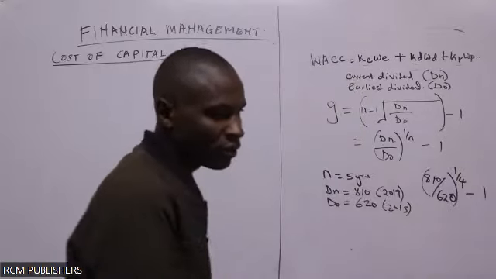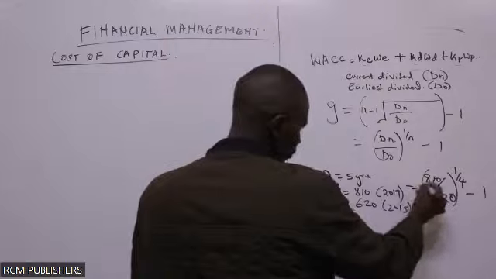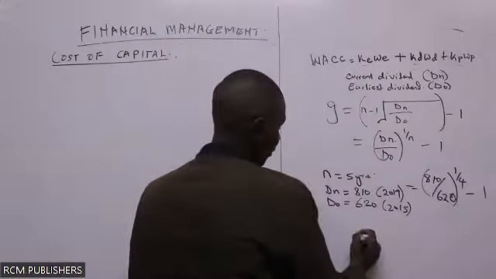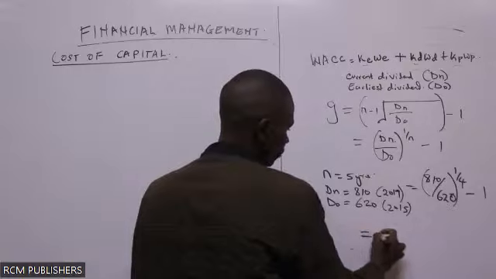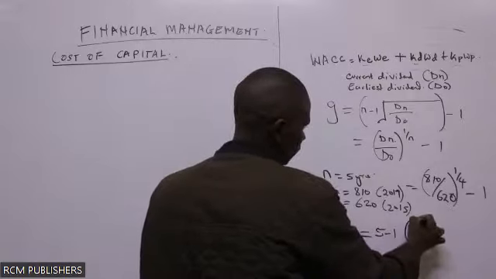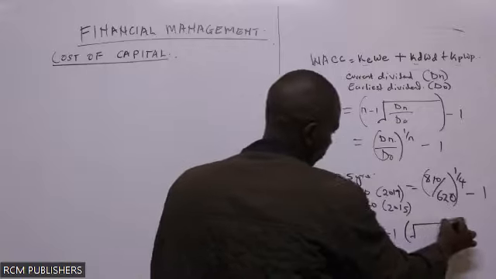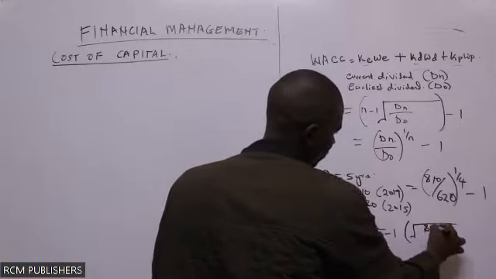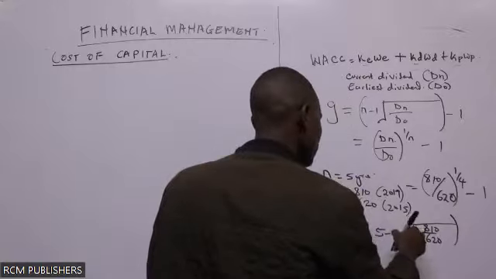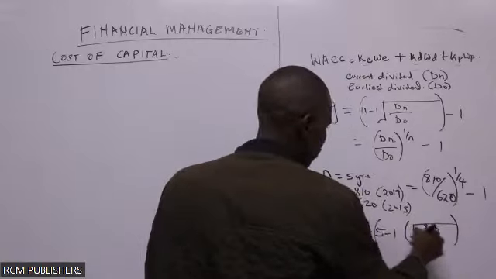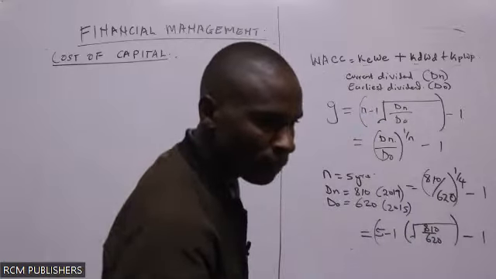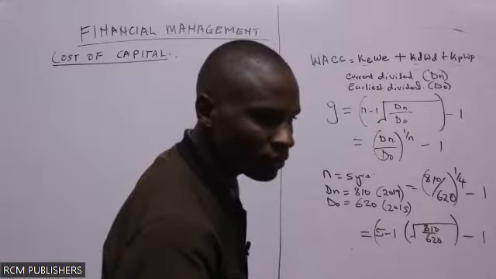Moja anaweza tumia hiyo ni growth. Mwingine anaweza kuja atumie hii. Tuone kama giving us the same thing. It's equal to 5 minus 1, the square root of 810 divided by 620. Then you work out all this first, then you minus 1. How much are we getting? Growth rate.